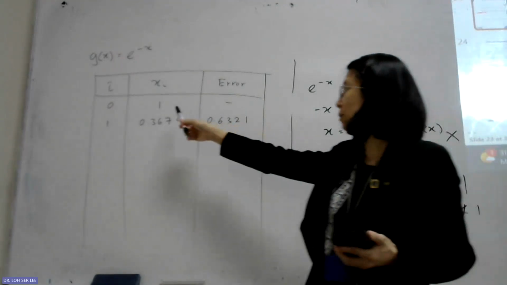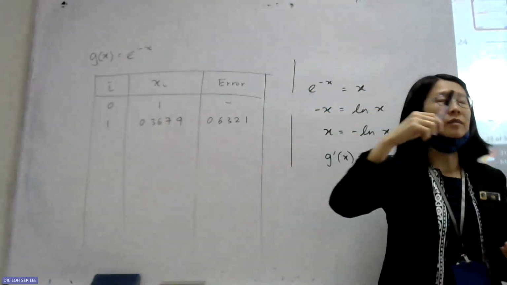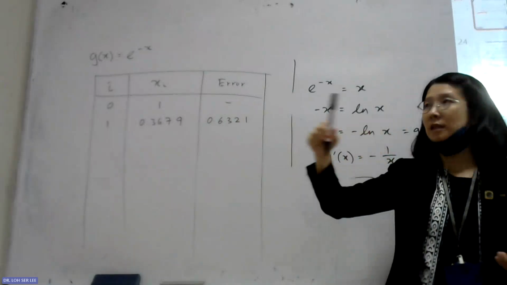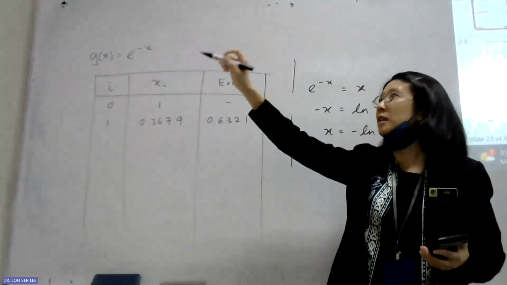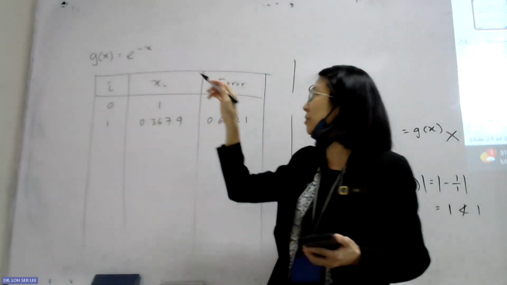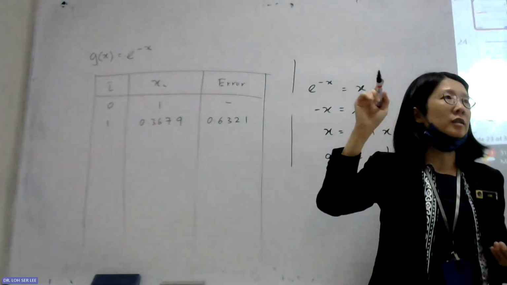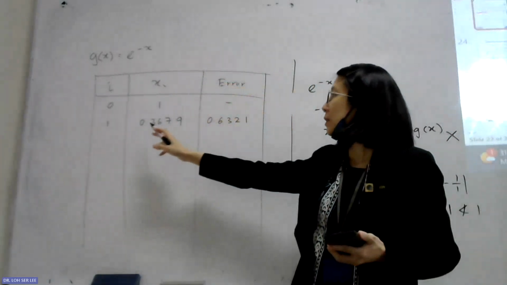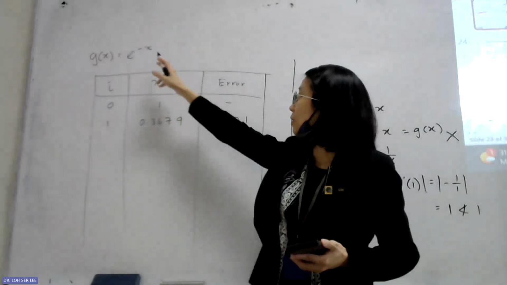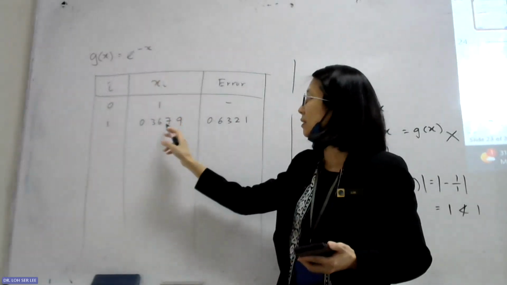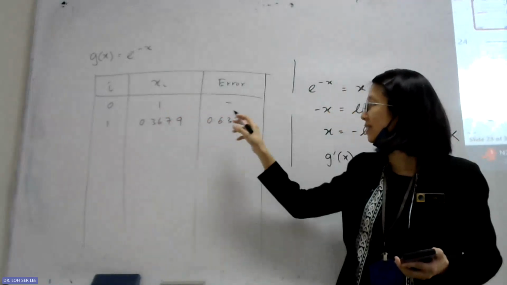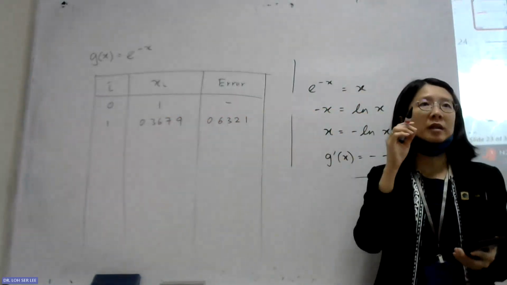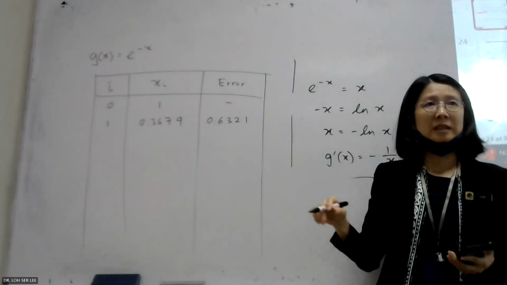Okay, this starting point, we take from the given interval. And this g(x) can be used, because just now we have already checked the condition, and it satisfied the condition. So 1 substituted into this x gives this. And for the error, you find the difference between these two and take the magnitude. The error will always be positive.